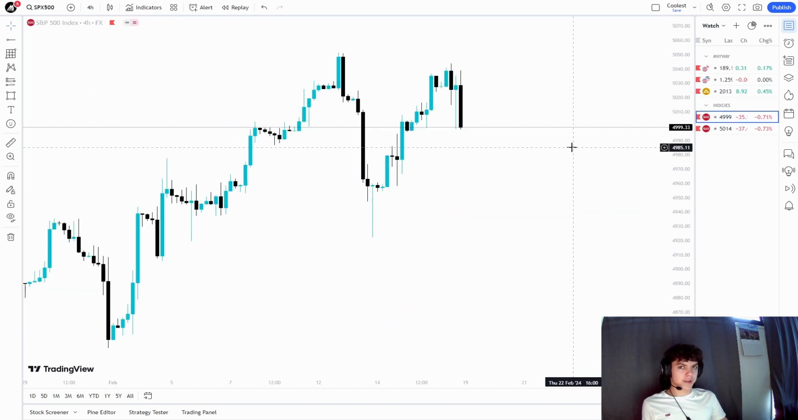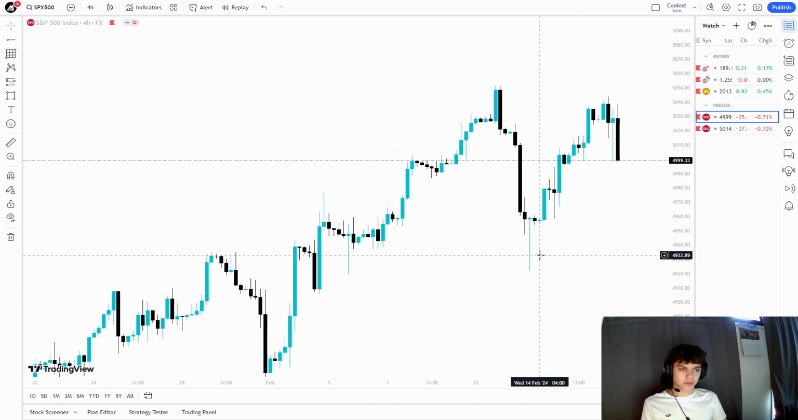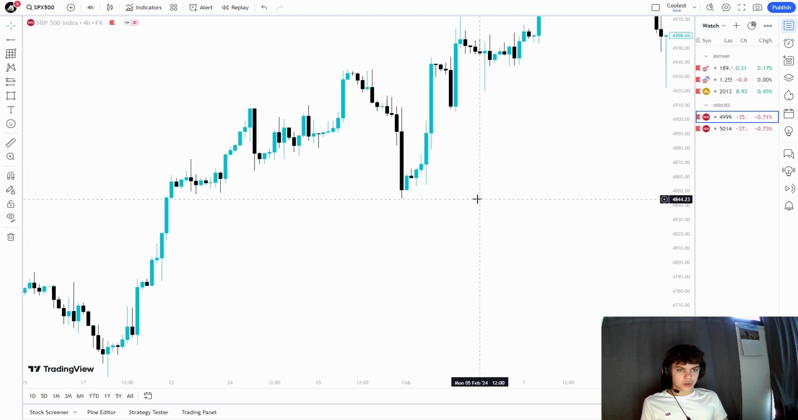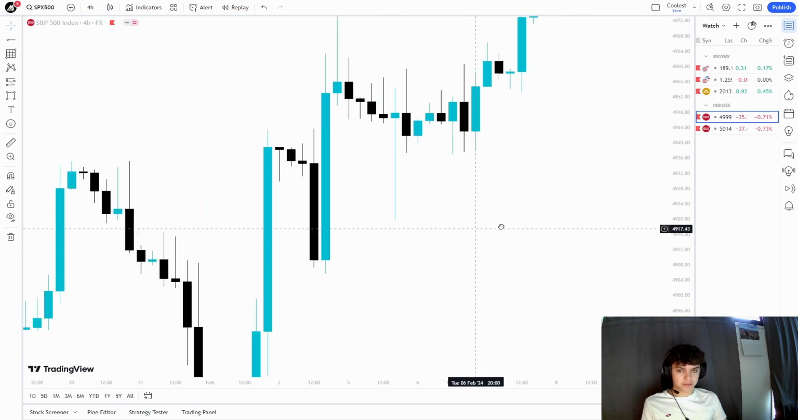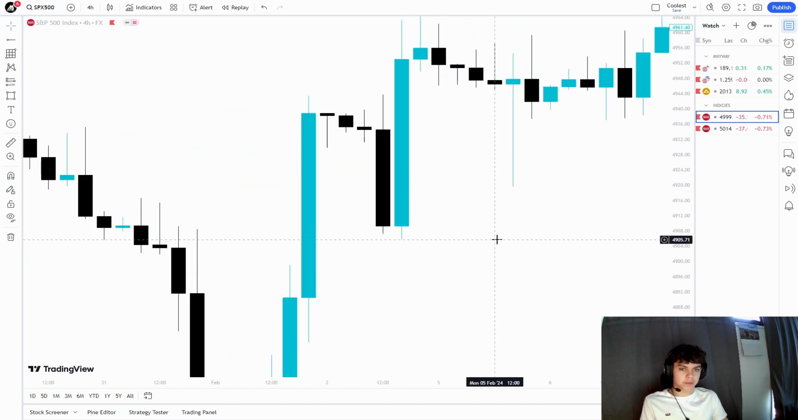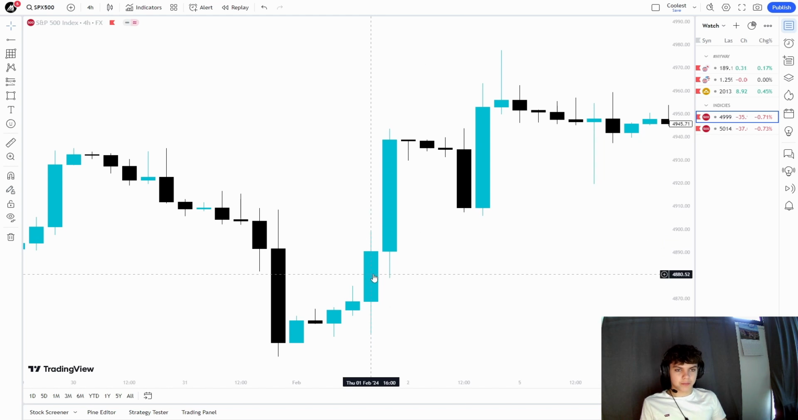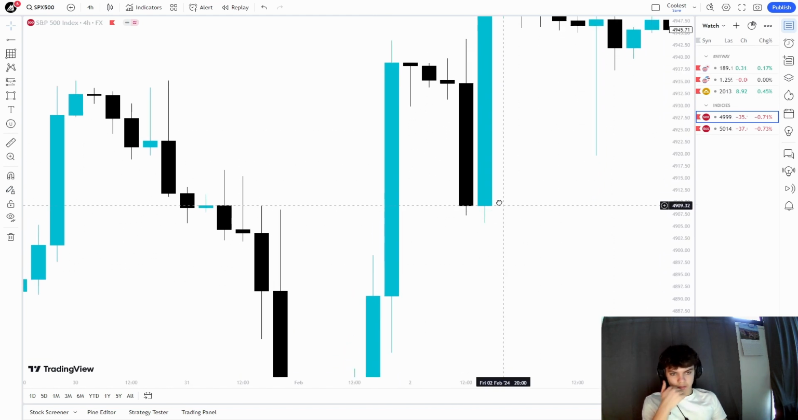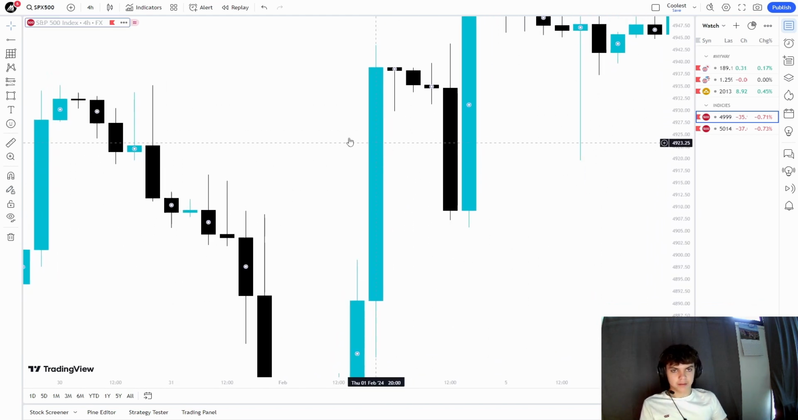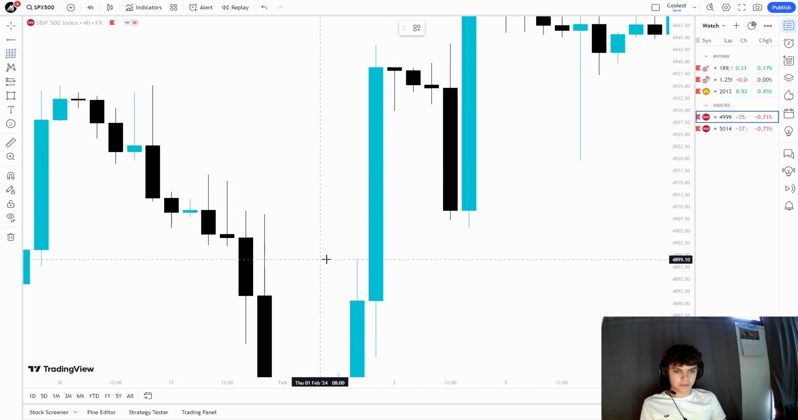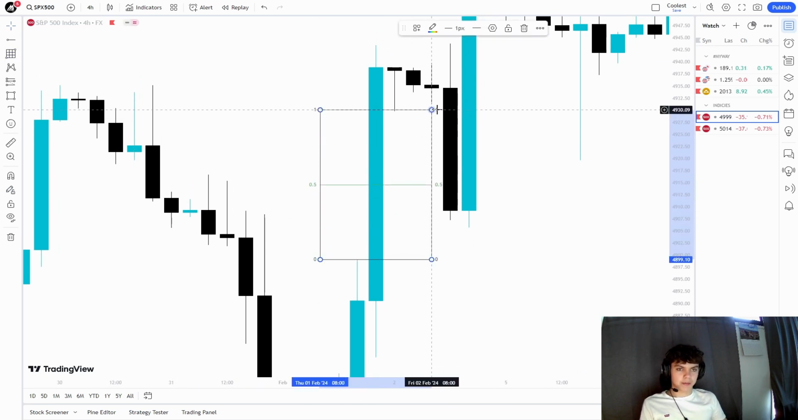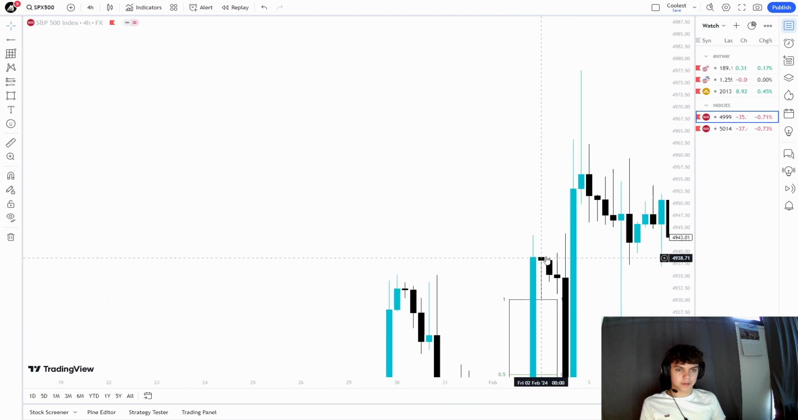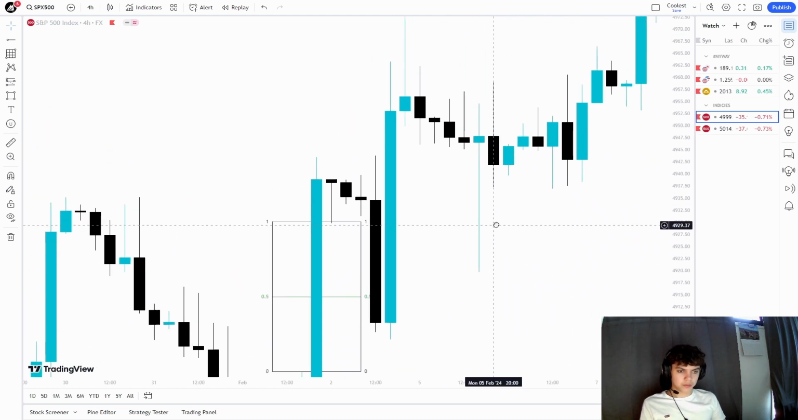Okay, let's switch the pair. Like I told you, it happens on every pair, every time frame whatsoever. This is one good example. I mean, fair value gaps are so easy to find. What happens here? 1, 2, 3 candles, leaving this big gap behind. Now it's a fair value gap that got filled, continues up. Cool.